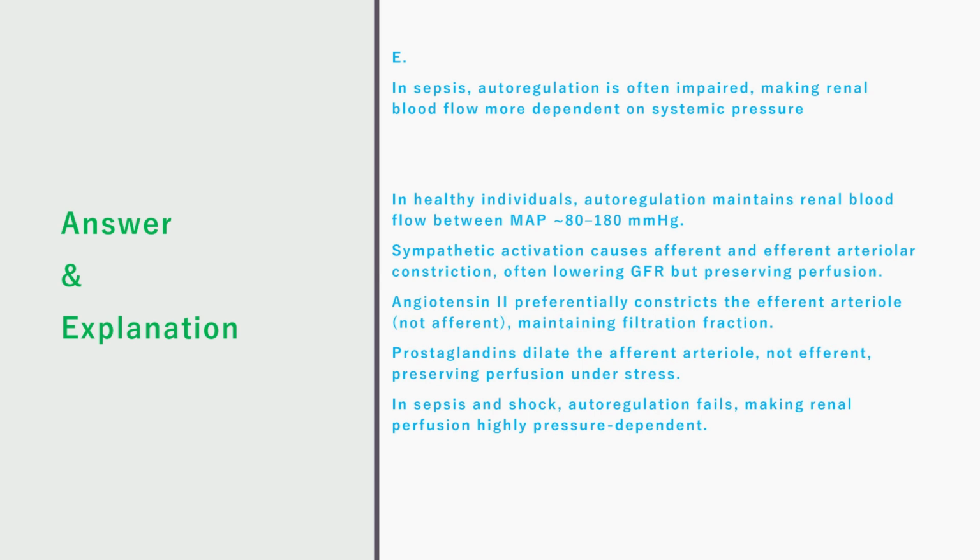Explanation. In healthy individuals, autoregulation maintains renal blood flow between MAP 80 to 180 millimeters of mercury. Sympathetic activation causes afferent and efferent arteriolar constriction, often lowering GFR but preserving perfusion. Angiotensin II preferentially constricts the efferent arteriole, not afferent, maintaining filtration fraction. Prostaglandins dilate the afferent arteriole, not efferent, preserving perfusion under stress. In sepsis and shock, autoregulation fails, making renal perfusion highly pressure-dependent.